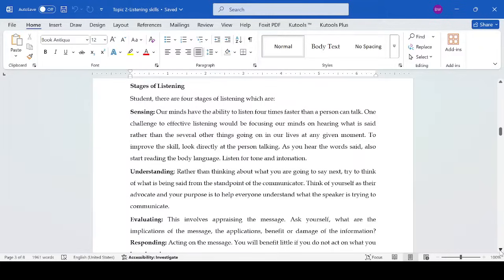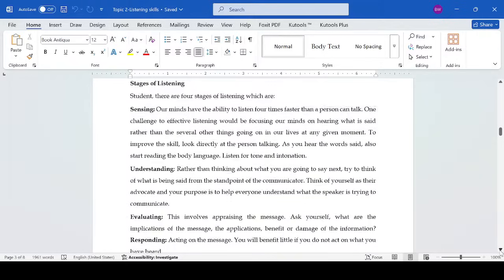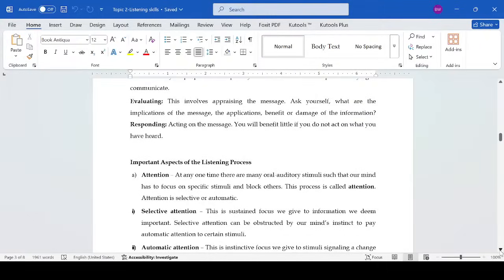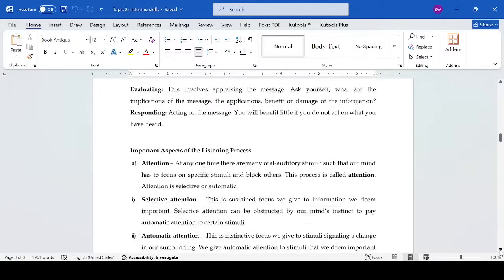Then we also understand what the speaker is trying to say to you. Then you evaluate that information. That means you give it some kind of value, some implication, the benefits. What is the message likely to imply for you or for the other person? Then lastly, you respond. So you respond by either taking some action or by giving some verbal information which the other person will also listen to.